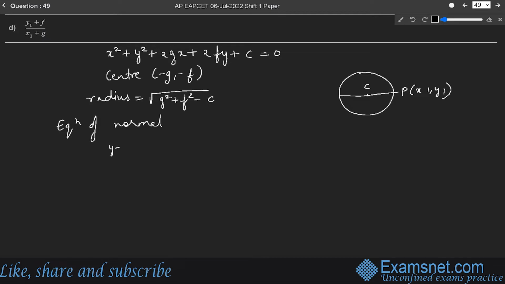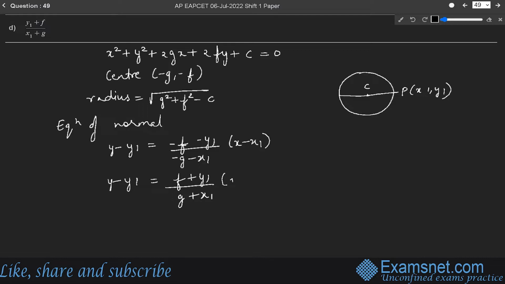So the equation of the normal will be y minus y1 is equal to (minus f minus y1) divided by (minus g minus x1) into (x minus x1). So y minus y1 will be equal to (f plus y1) divided by (g plus x1) into (x minus x1). This is the equation of the normal and we have to find the slope. We know that in y is equal to mx plus c, the slope is m. So m is equal to (f plus y1) divided by (g plus x1).